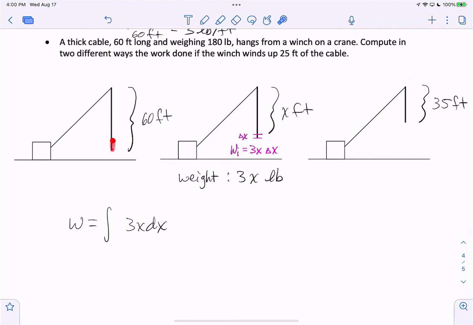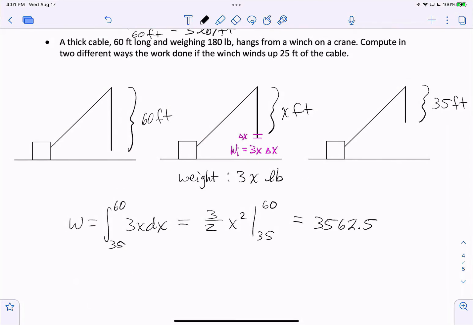At most we're supporting 60 feet, at least we're supporting 35 feet. These scenarios make the most sense when we put the smaller number as the lower limit and the larger number as the upper limit. Otherwise we get a negative answer. It won't work out. Using the power rule, we get 3/2 x squared evaluated from 35 to, I don't know why I wrote 65, from 35 to 60. That gives a result of 3,562.5.